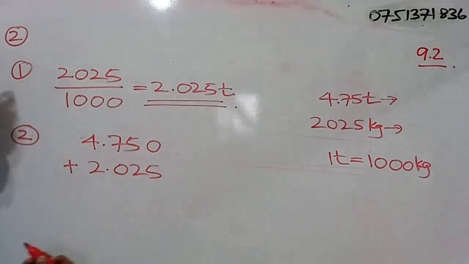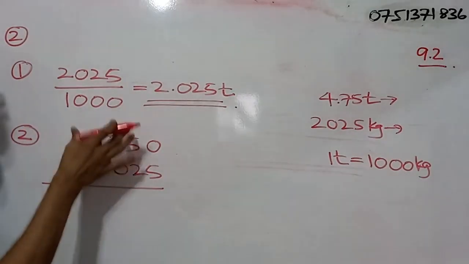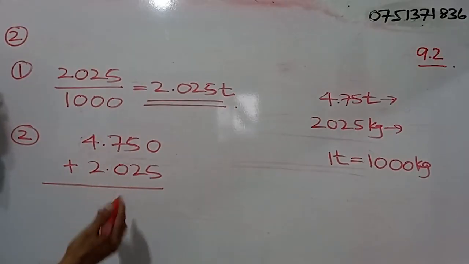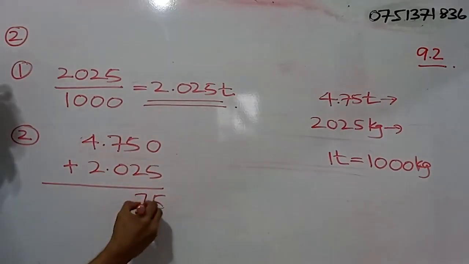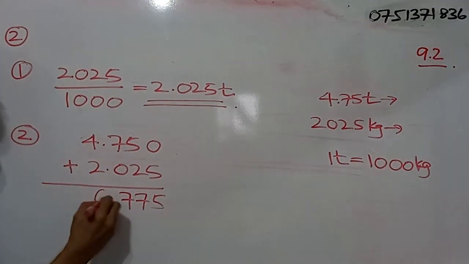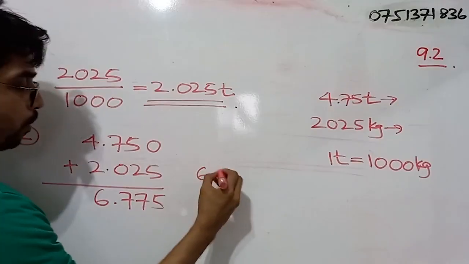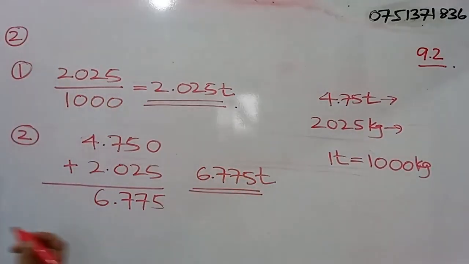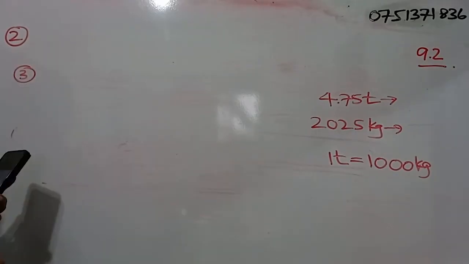So we will put a 0 here. When you are adding, just pretend that these are whole numbers. So 0 plus 5, that's a 5. 5 plus 2, that is 7. 7 plus 0, that is 7. 4 plus 2, that is 6. So the weight is 6.775 tons. Part 3: express the total mass of both elephants in kilograms.